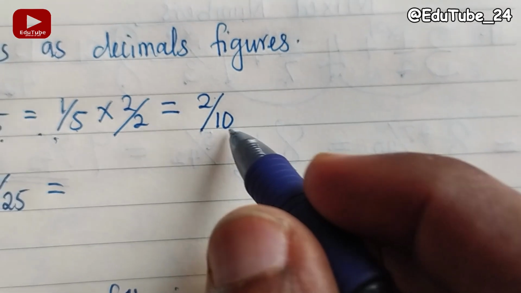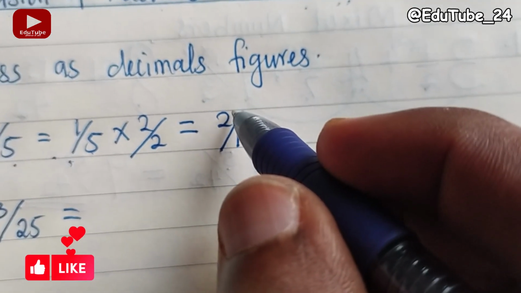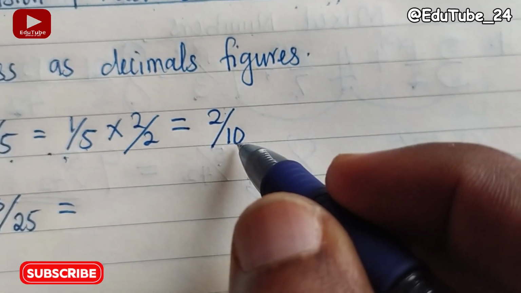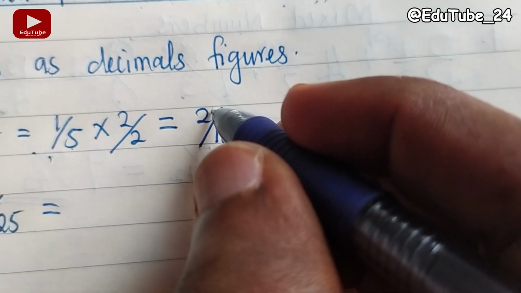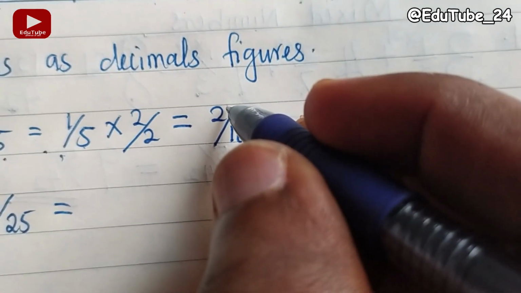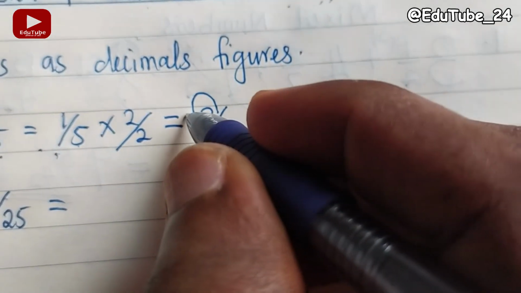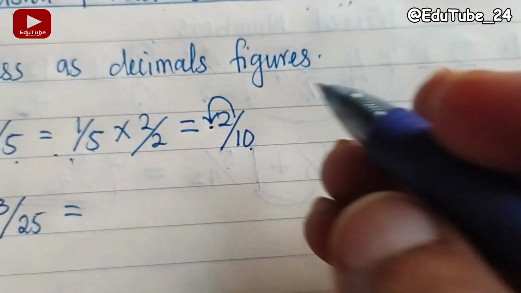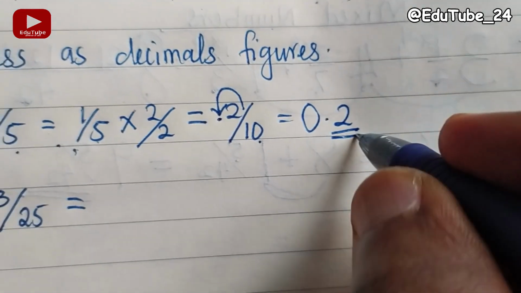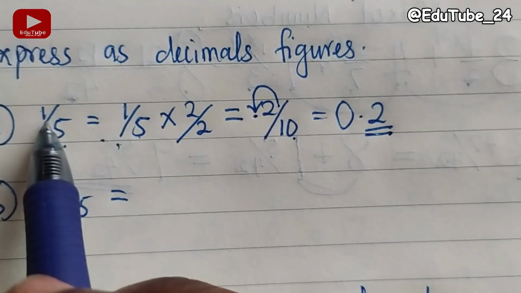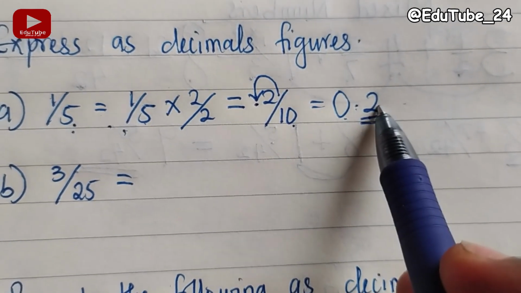So we have just a 0. That means we are going to move just one place to our left side because we have 1 zero here. Our point is invisibly here. So we are moving from our right side to our left side. That means our point stops here, giving us 0.2 as our decimal figure. So we have rewritten 1 out of 5 successfully as a decimal figure, which is 0.2.